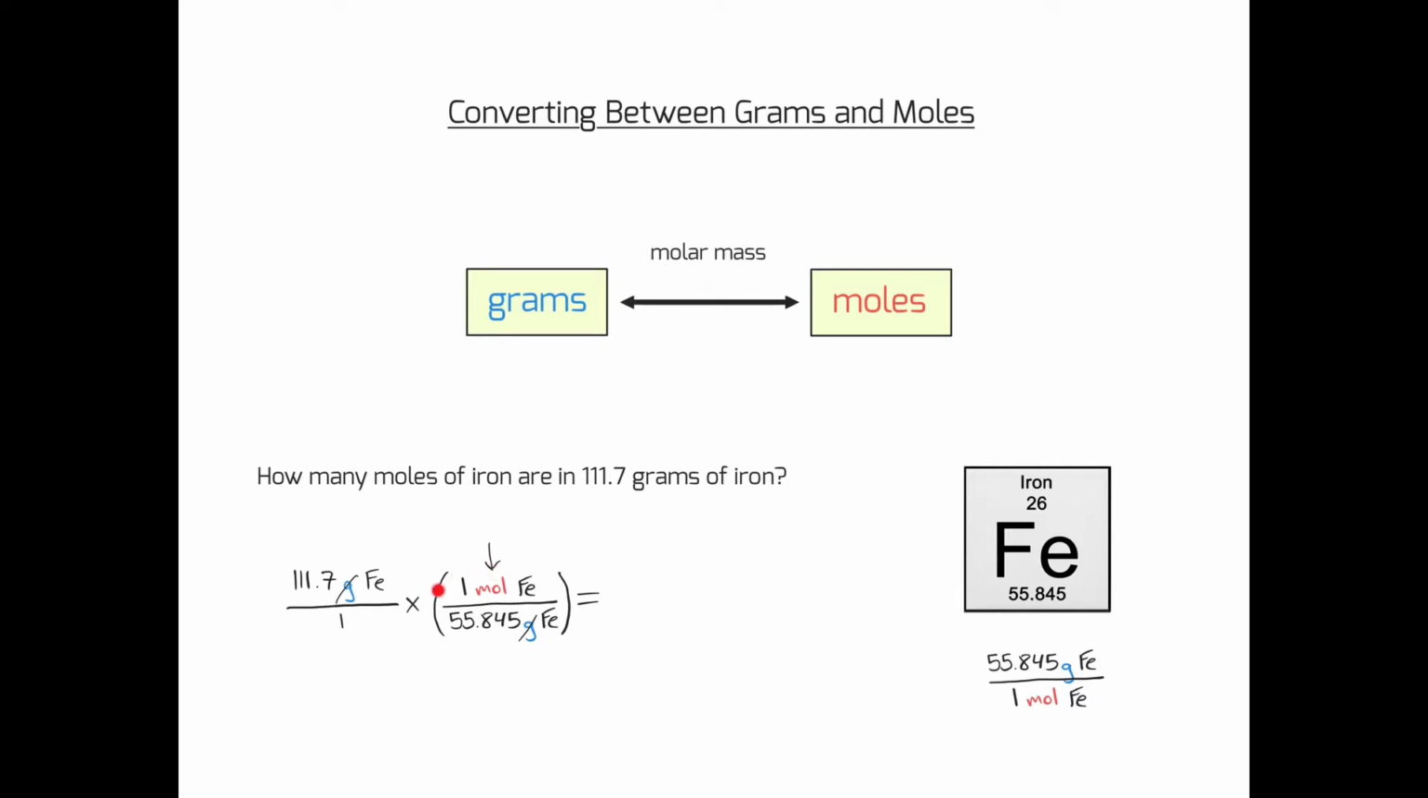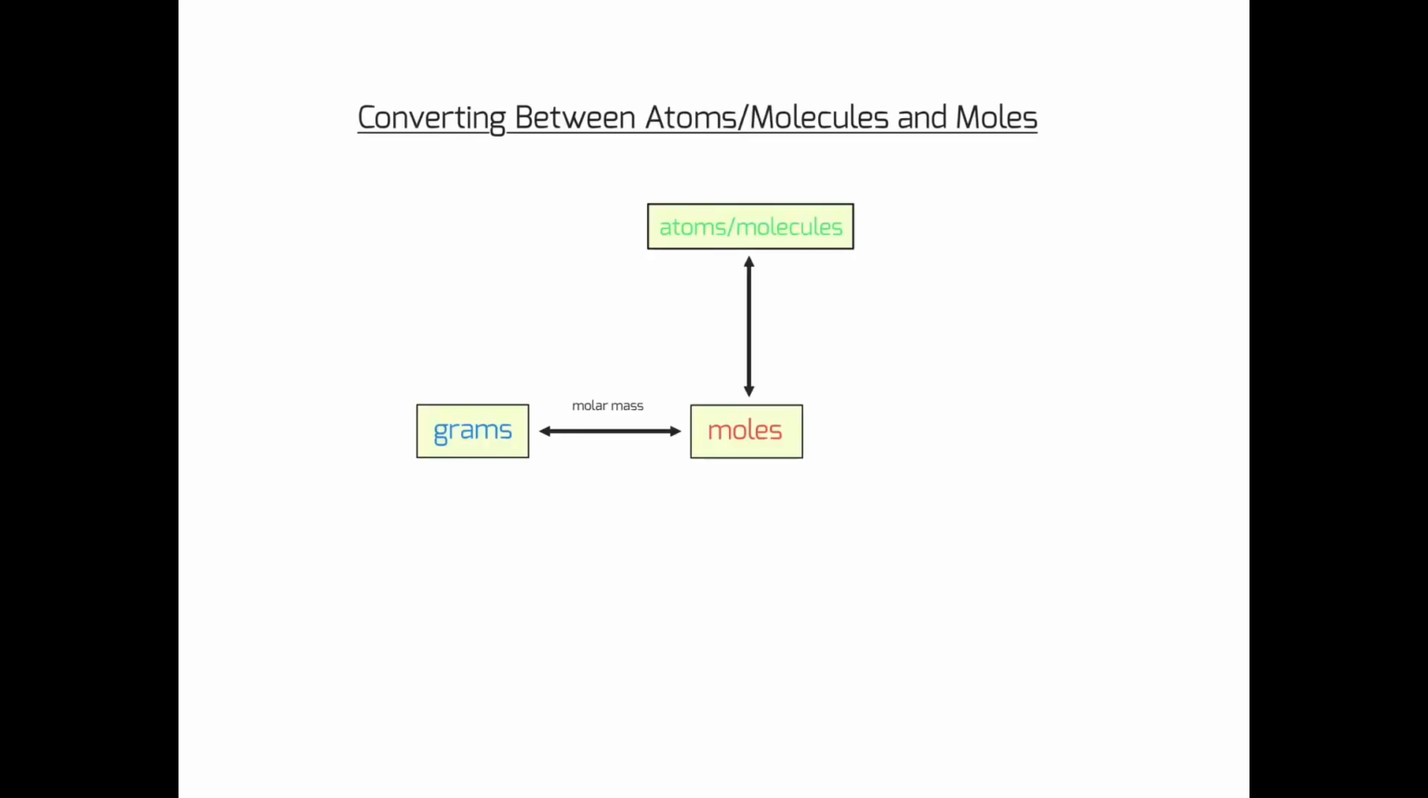And because moles of iron are what we're trying to find, we can go ahead and do this calculation now. So we multiply 111.7 times 1 and divide by 55.845, and what we get is 2 moles of iron. And I went ahead and rounded this to 4 significant figures because they gave us 4 sig figs in the problem.